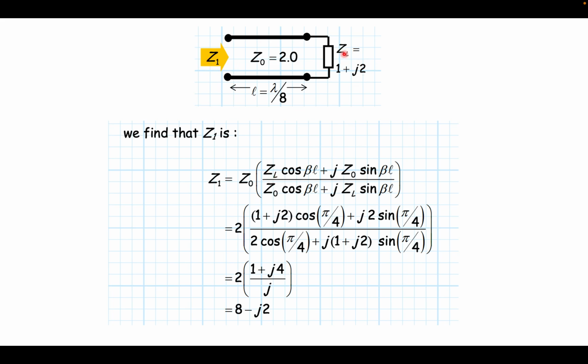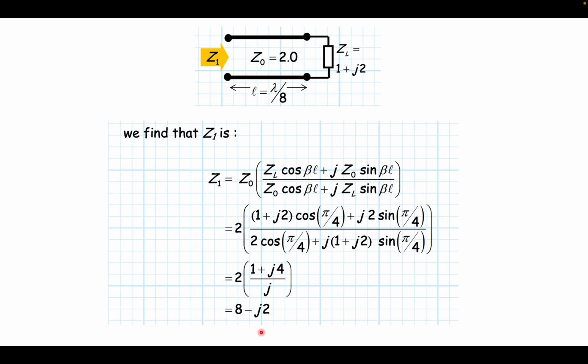Now if you look here, the load impedance is 1 plus 2 iota, and Z0 is 2 ohm. For beta L, beta is 2 pi by lambda and L is lambda by 8, so the product is pi by 4. So the argument of cos and sin will be pi by 4. Here ZL is 1 plus 2 iota, Z0 is again 2, so we have 2 times (cos pi by 4 plus 2 iota sin pi by 4) upon (2 cos pi by 4 plus iota times ZL, again 1 plus 2 iota, times sin pi by 4). I just put in the formula, and I know all the values. From there my Z1 will be 8 minus 2j. So I know the input impedance seen by the last transmission line.